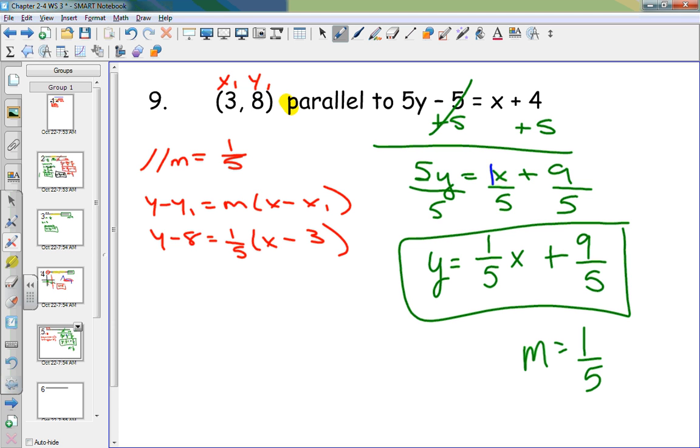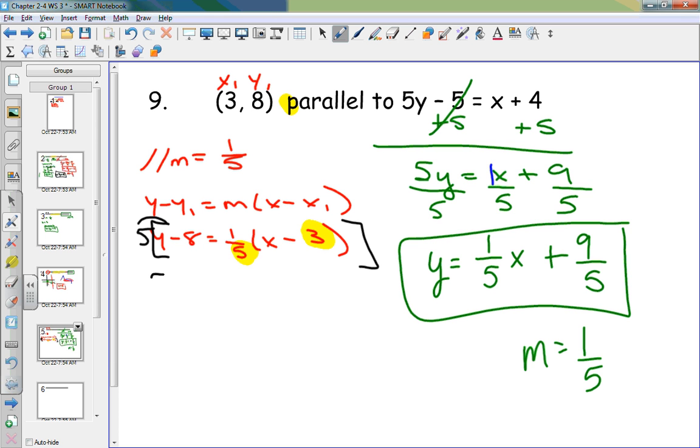Do I need to multiply everything by 5, or do I need to distribute? Multiply by 5. Why do I want to multiply by 5? Because that 3 is not divisible by this 5. Do we understand that? Since that 3 is not divisible by that 5, I need to multiply each term by 5 to get rid of that denominator. Because you all hate fractions.